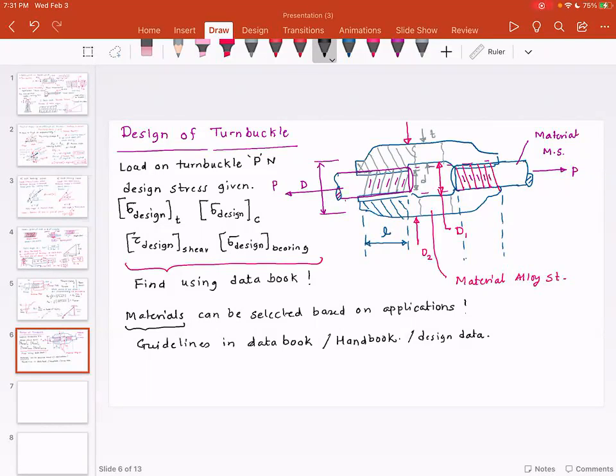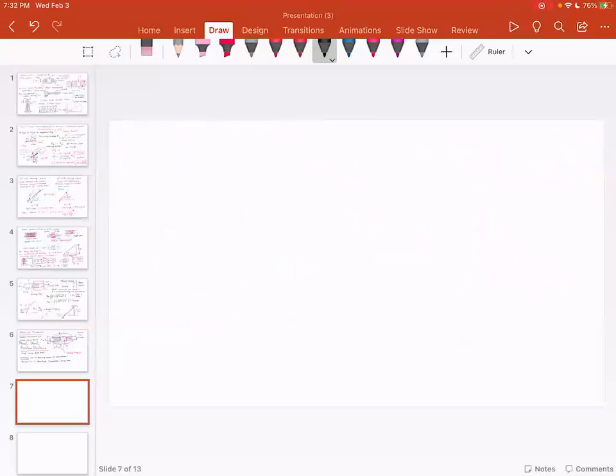Okay, so now I'm gonna give you a design recipe for the turnbuckle. You can follow this recipe to design the turnbuckle and then check for different types of failures. So step one is to find out the core diameter of the rod. Step one.